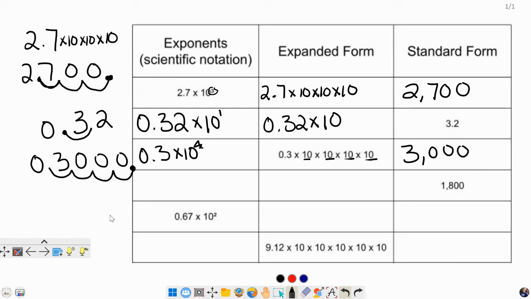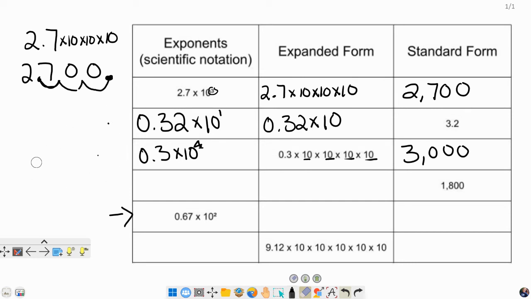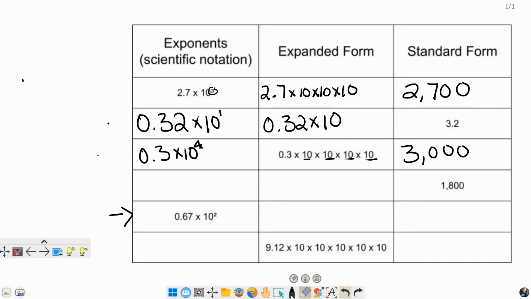Let's skip the next line and jump down to this one. 6/700 times 10 to the second. I want you to see if you can write the expanded form of 6/700 times 10 to the second power. For this one, I'm going to erase some of my work. You can leave your work on your board, but I don't have much room to work stuff out today. For this one, we had 6/700 times 10 to the second power.